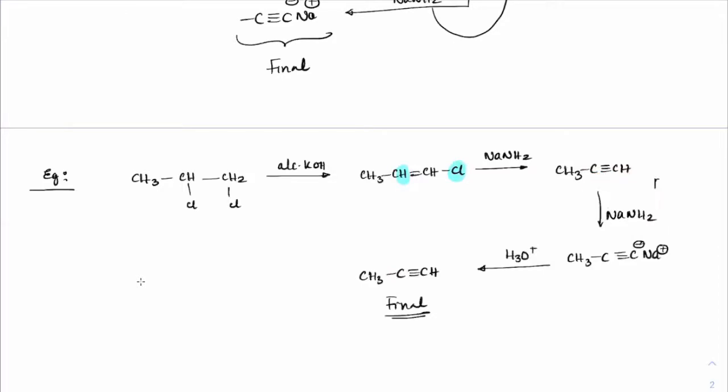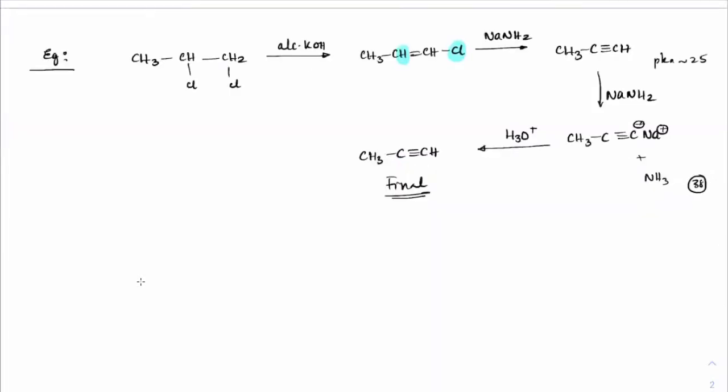Terminal alkyne's pKa is approximately 25. So that would react with NH2 minus as an acid-base reaction to give this salt form and NH3, whose pKa value is around 38. So this reaction will also happen afterwards.